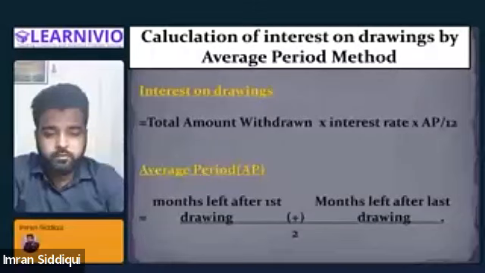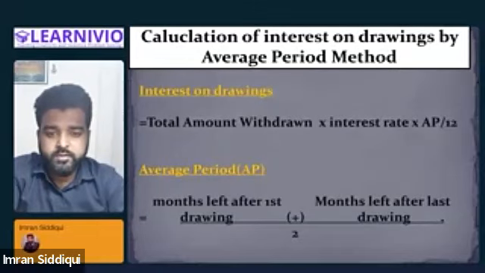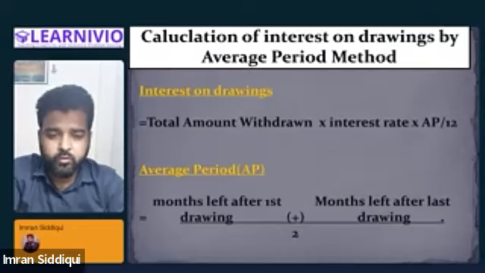All right. So this was the formula for calculating the interest on drawing by average period method. Now we'll move to the question and try to understand how this formula actually works, how we can apply this formula to find out the interest on drawing. Just a moment. Let me switch to the question.